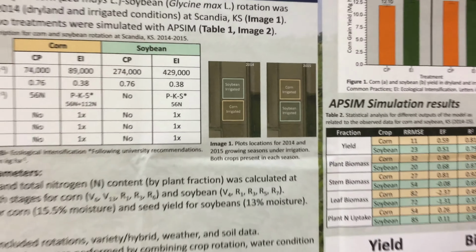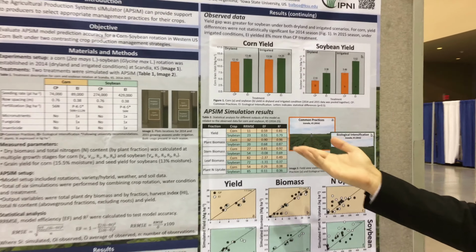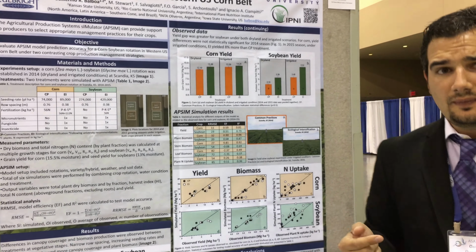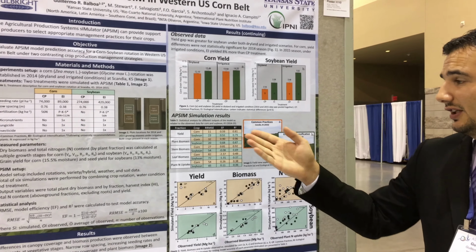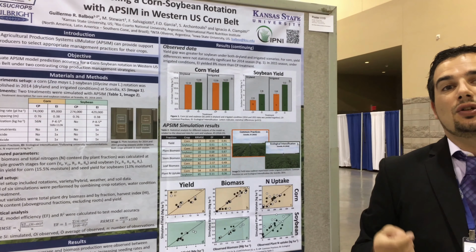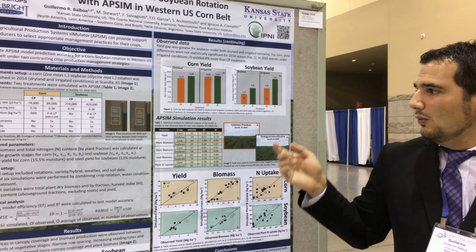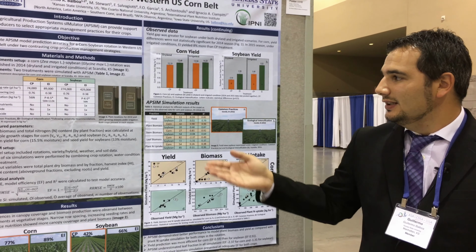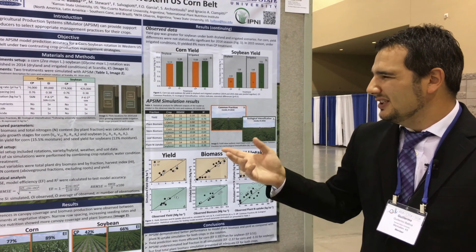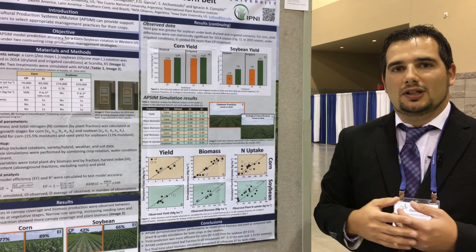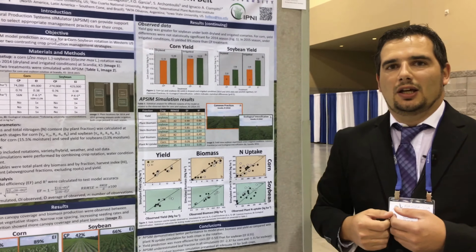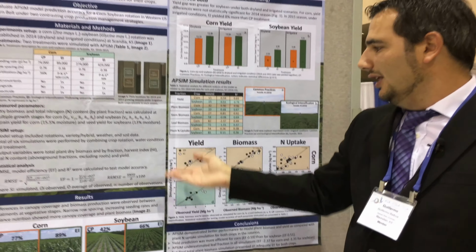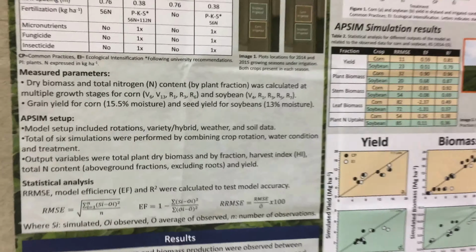During the growing season, we tracked biomass. We did biomass samplings, and we measured nutrient concentration in the tissues at several growing stages in corn and soybeans, and then we put all that information into different runs of the APSIM model. APSIM is a really friendly model that can help us simulate what we are seeing in the field. For the statistics, we use the relative root mean square error and the efficiency of the model to test this.